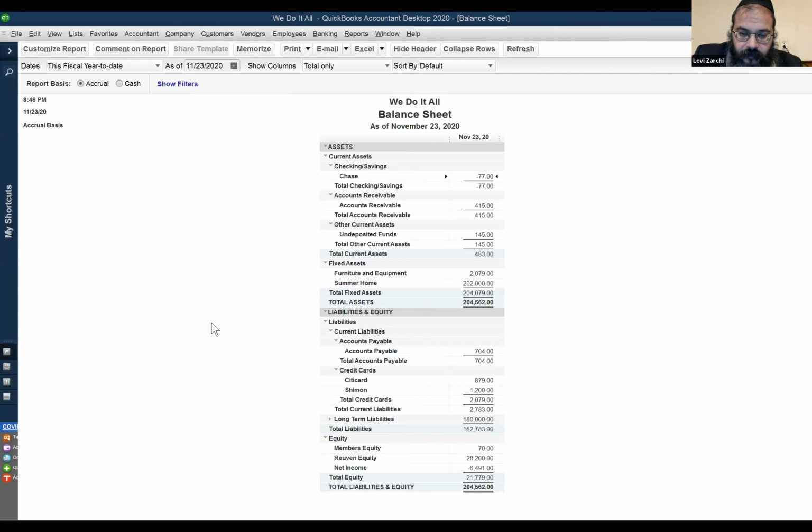Okay, members equity 27,700 is fine. I don't know what you did to have members equity 940. Members equity should only be 570 at the most. So you have to see what's going on for $370.